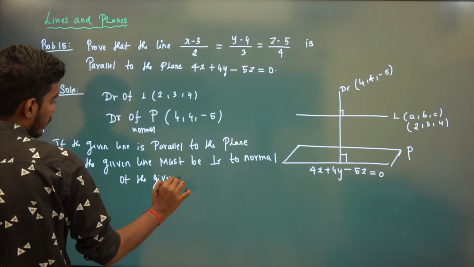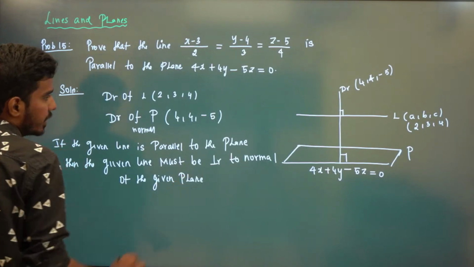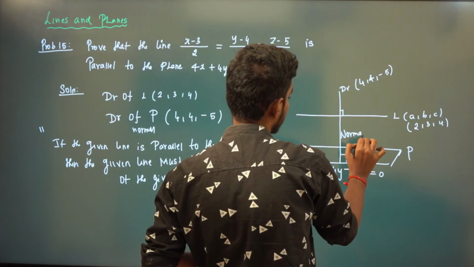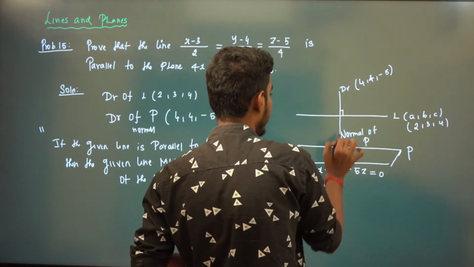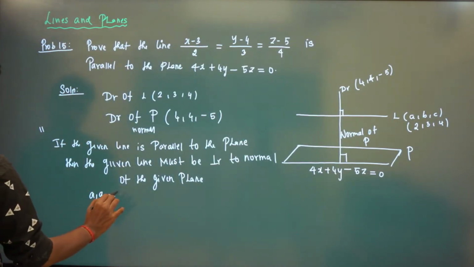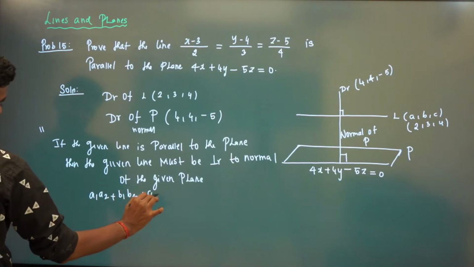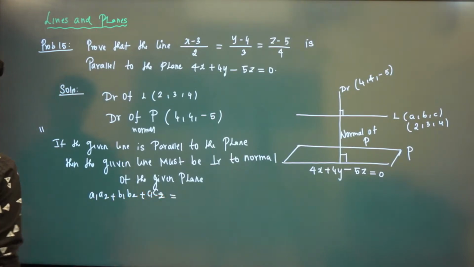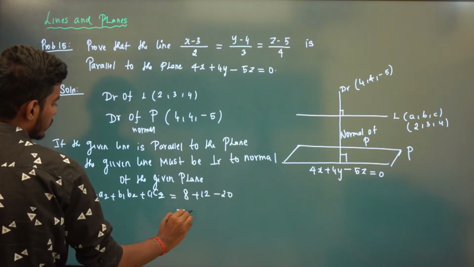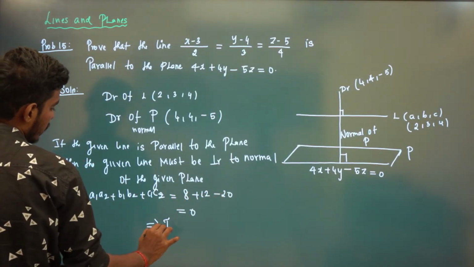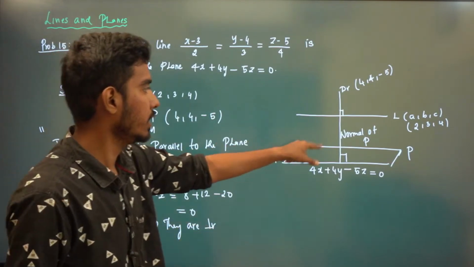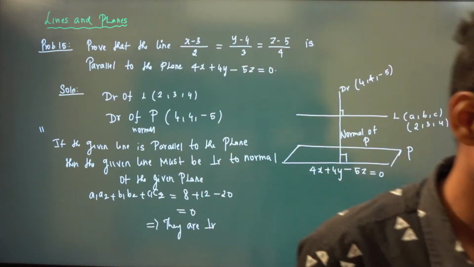Just do the diagram. That means the line will be perpendicular to the normal. This is the normal of the plane, and this normal has direction ratio 4, 4, minus 5. We will have a1 a2 plus b1 b2 plus c1 c2. Just find this value: 4 2s are 8, 4 3s are 12, 4 minus 5s are minus 20, so the sum is 0. Therefore, they are perpendicular. If the line and the normal are perpendicular, it means the line is parallel to the plane.